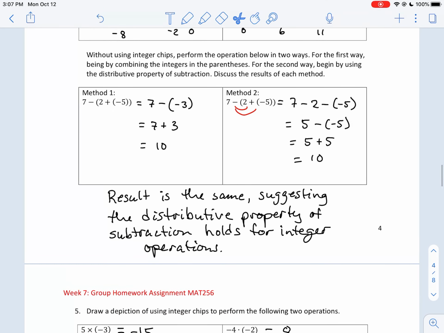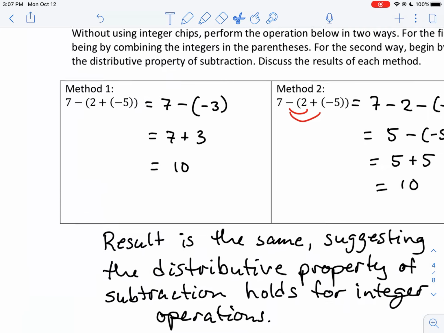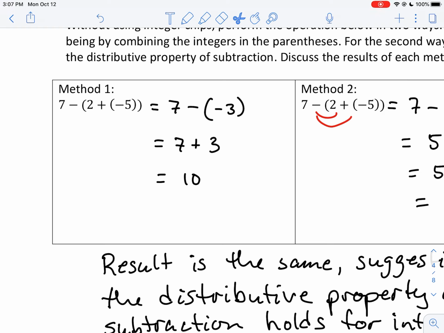Then without using integer chips, well, you can use integer chips, you just didn't need to show that you were using them, really is what I meant to say there. Here we're going to be doing subtraction of a sum or difference, and we're going to do this in 2 ways. One is to handle what's inside the parentheses first. So do 2 plus negative 5, that will add to negative 3. And then do 7 take away negative 3, that's the same thing as doing 7 and add 3, and you get 10.